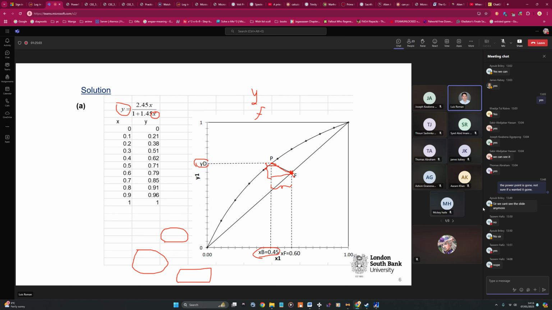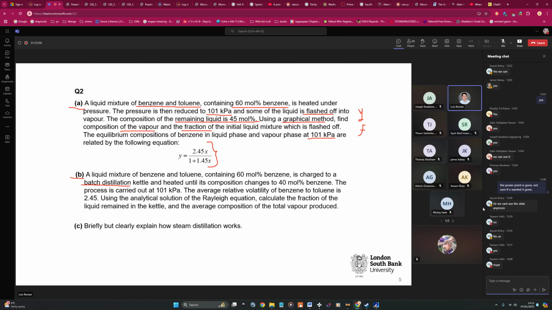Question B, go back. For question B, we have batch distillation. So we have this batch distillation, and you have some information. You have a liquid mixture of benzene and toluene.